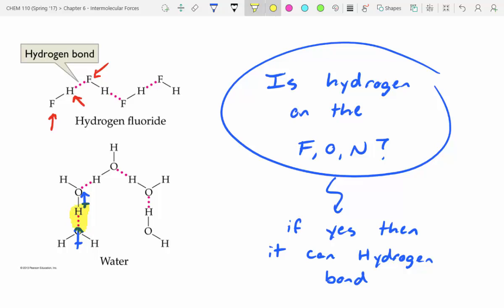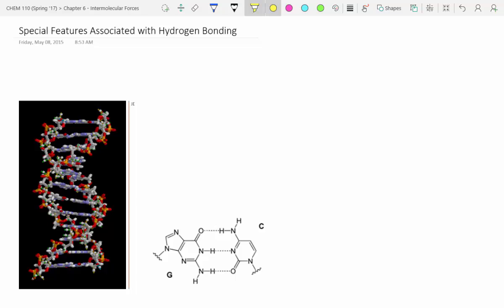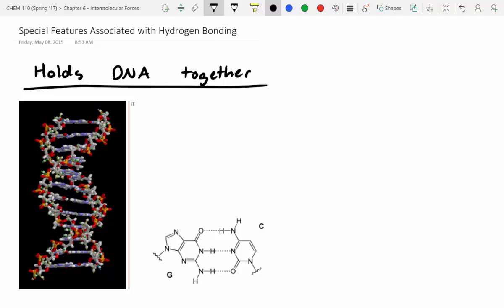All right, so let's talk about bio stuff, because I think hydrogen bonding is pretty neat. I kind of get carried away with this, so bear with me. Does anybody recognize the molecule on the left? DNA, right? So H-bonding is responsible for holding DNA together. We'll talk about DNA more at the end of the term, but I did want to introduce it.